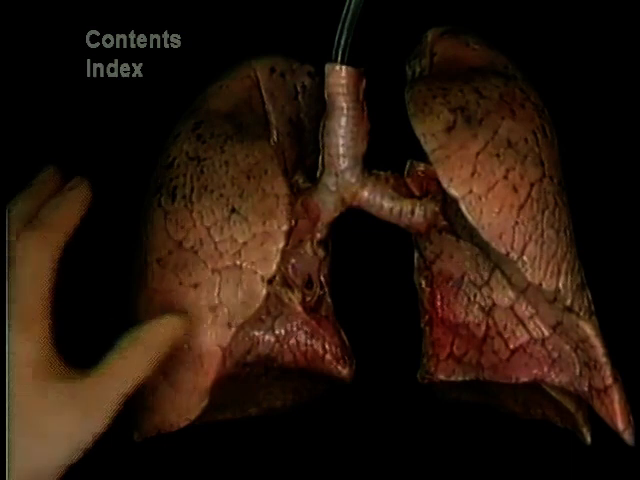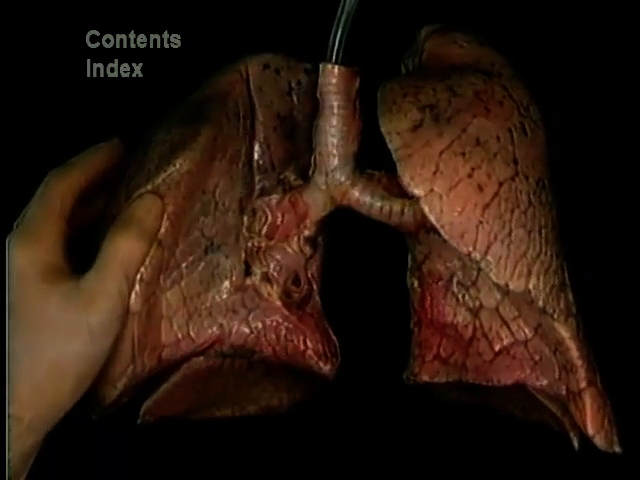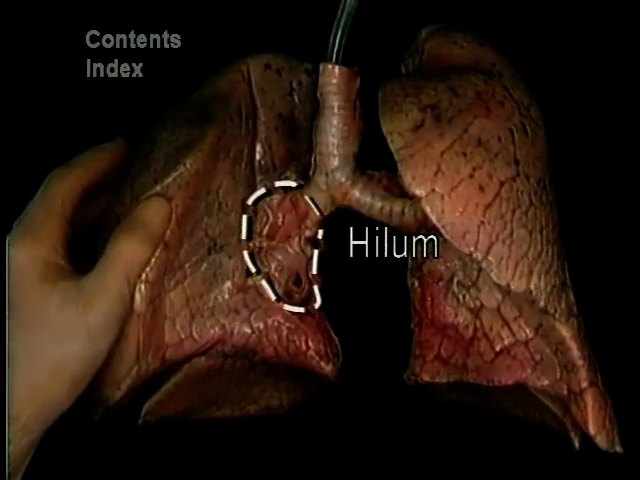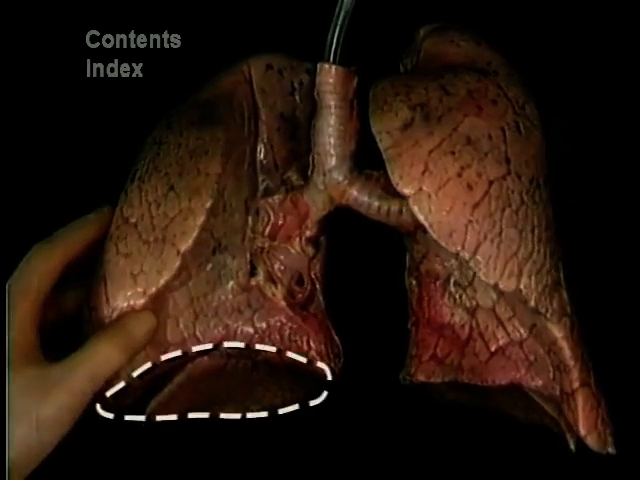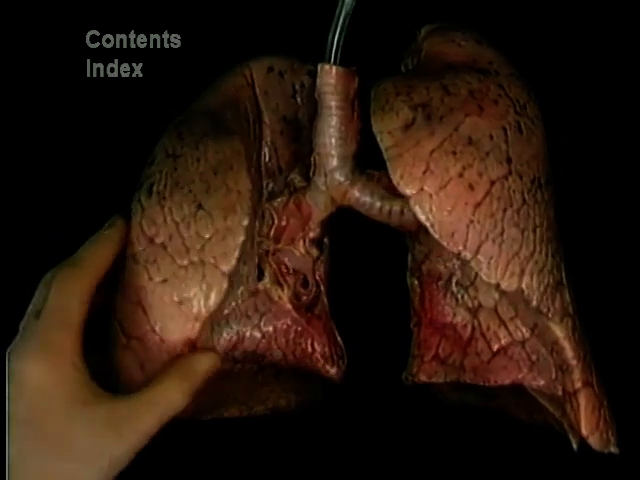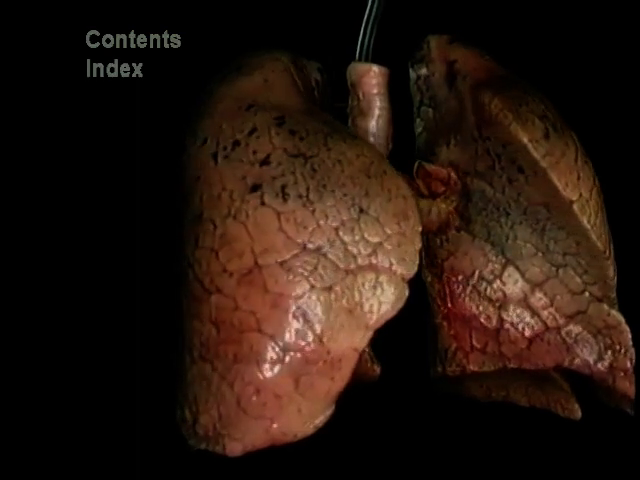Each lung has three surfaces. The medial or mediastinal surface is marked by the hilum, where the bronchi and blood vessels enter. The concave inferior surface rests on the diaphragm, and the large convex costal surface faces the rib cage.